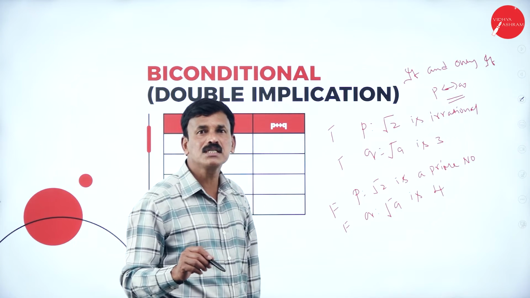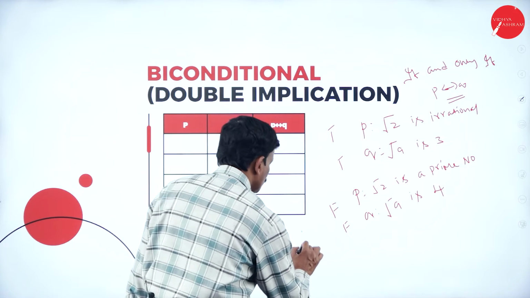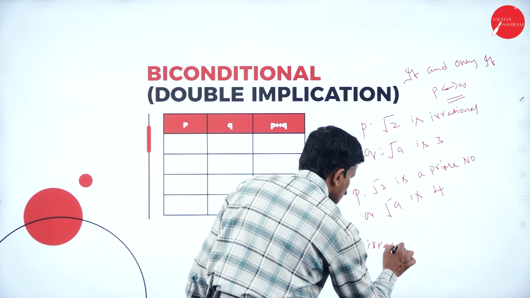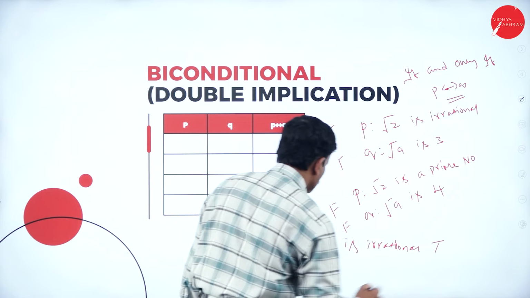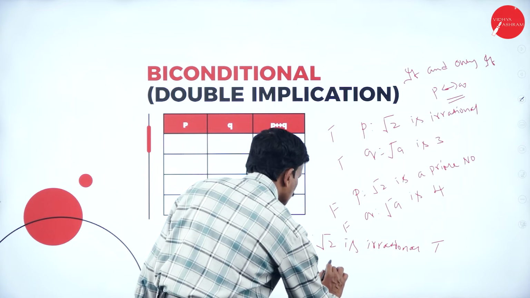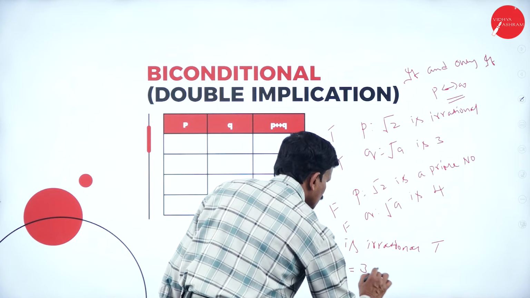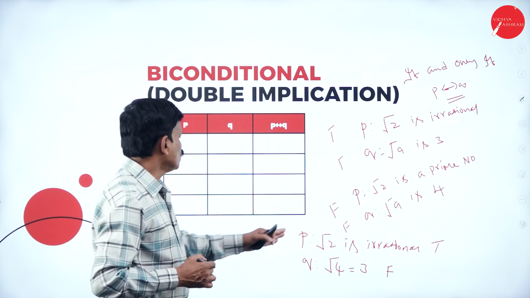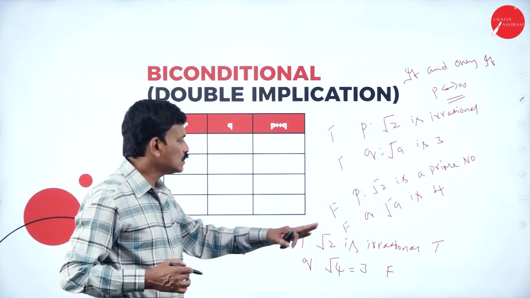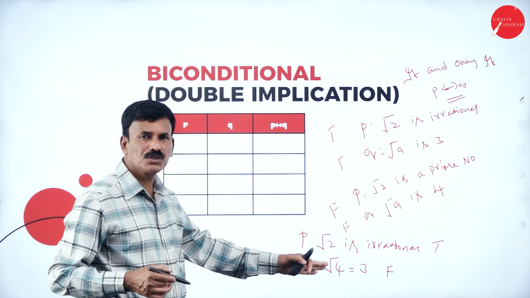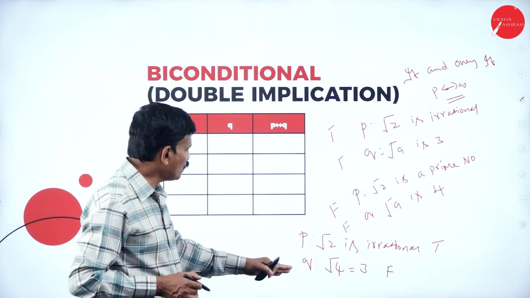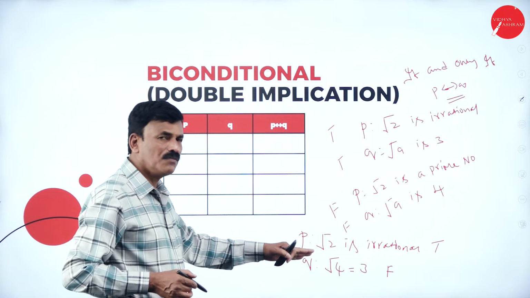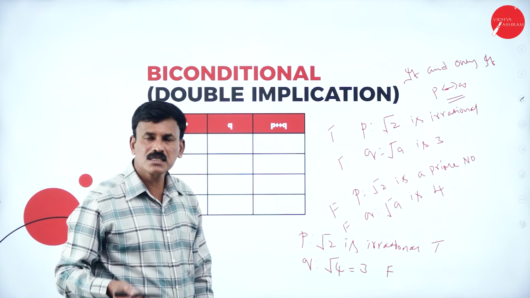If one of the statements is false, say for example P: root 2 is irrational, which is true, then Q: root of 4 is equal to 3, which is false. In this case, the statement root 2 is irrational if and only if root 4 is equal to 3 is false. Or if I take this as the first statement, root 4 is equal to 3 if and only if root 2 is irrational, then also it is false.